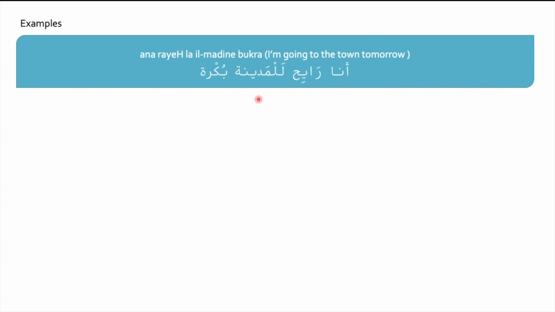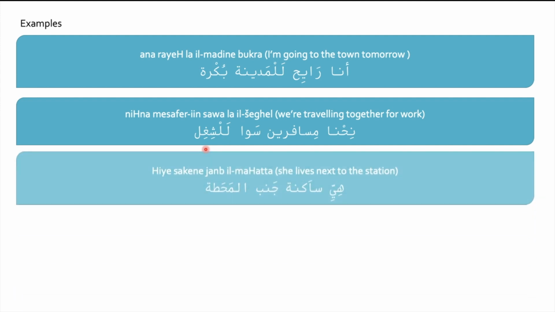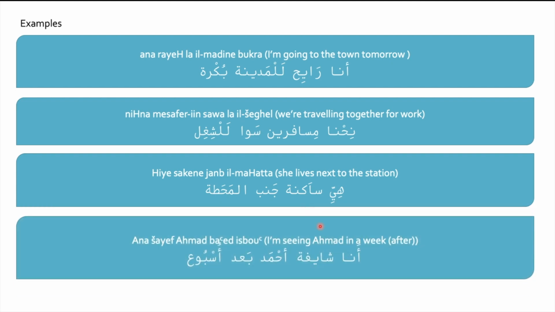أنا رايح للمدينة بكرة. I'm going to the city tomorrow. نحن مسافرين سوا للشغل. We are traveling together for work. هي ساكنة جنب المحطة. She's living beside the station, next to the station.